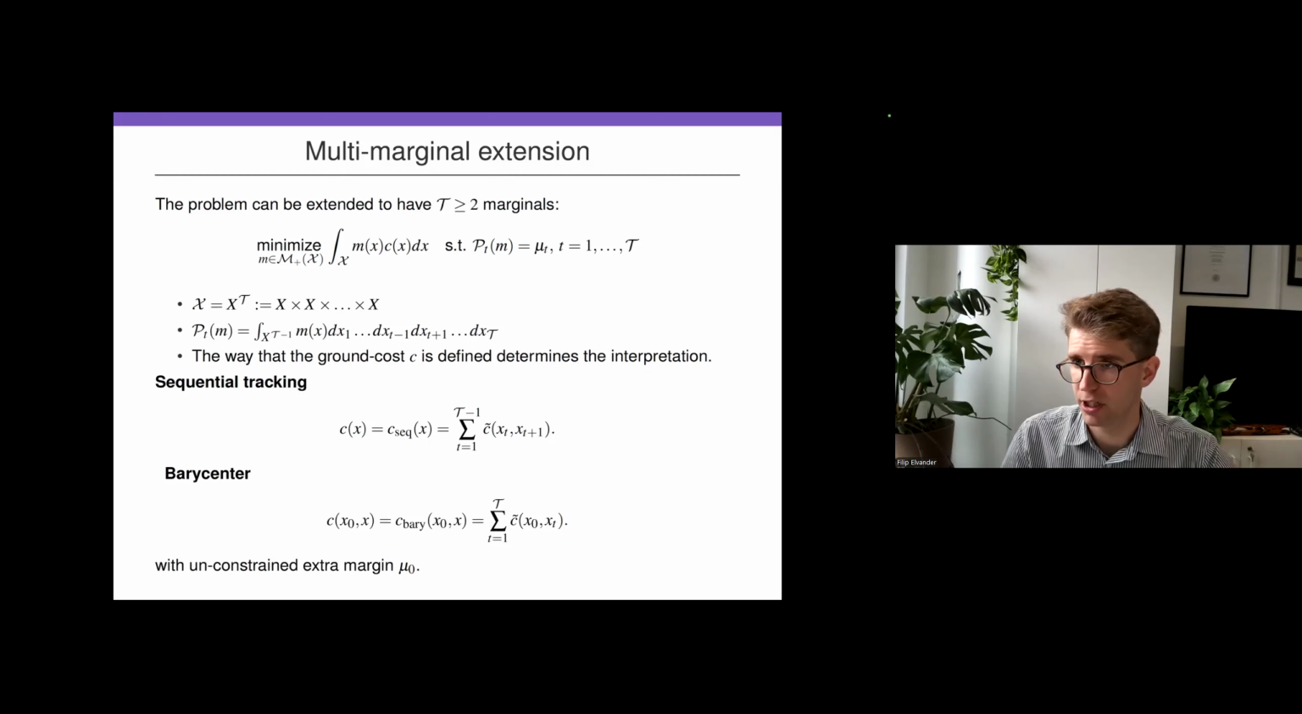Barycenter, you can do the same thing. So here you would typically add an extra margin here that you don't have any constraints on or not any observations of. And then you would link that margin to all your different observations. So basically get a hub and spokes graph of this thing. So, and then you can think of basically any combination of the two and different varieties of this.